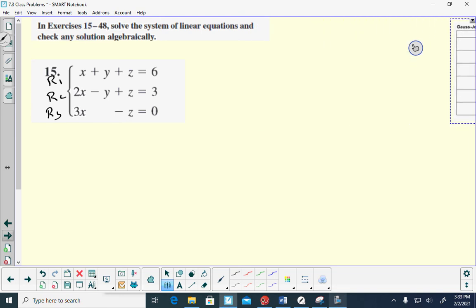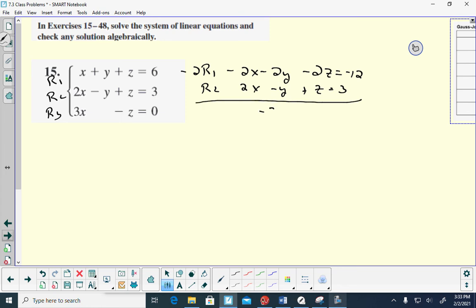In order to eliminate this x in row 2, I'm going to have to multiply row 1 by a negative 2. So I'm going to take negative 2 times row 1, and I'm going to distribute that. So it's negative 2x minus 2y minus 2z is equal to negative 12. I'm copying down row 2, which is 2x minus y plus z is equal to 3. When I add, I have negative 3y minus z is equal to negative 9.